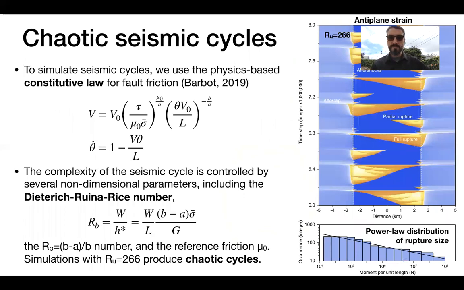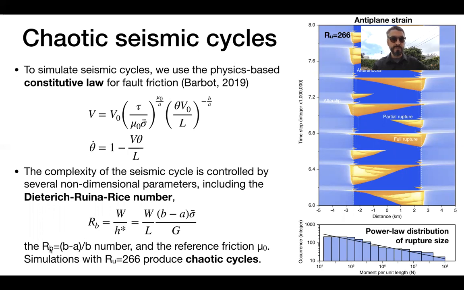So we start by illustrating the spectral boundary integral method in the case of complex parameter regimes of seismic cycles for a single fault. And so to simulate seismic cycles, we use a physics-based constitutive law where the velocity of slip is a very highly sensitive function of stress modulated by the state of the system, which has its own evolution law. And the complexity of the seismic cycle is controlled by several non-dimensional parameters, including the Dieterich-Ruina-Rice number, which is the ratio of the size of the seismogenic zone to a characteristic nucleation size.